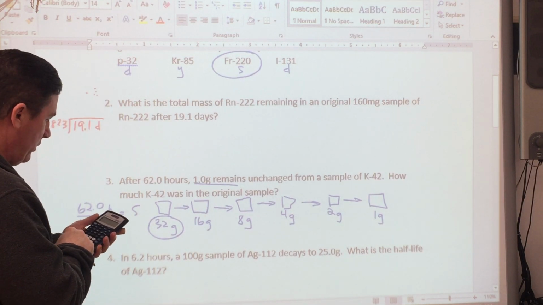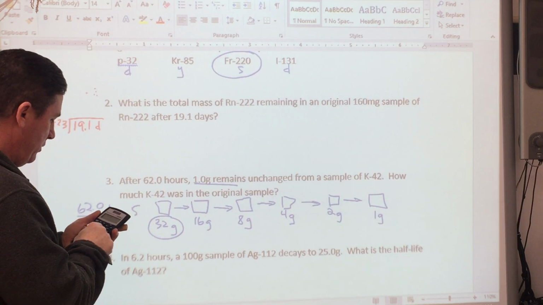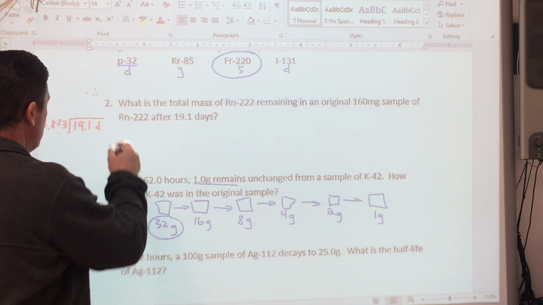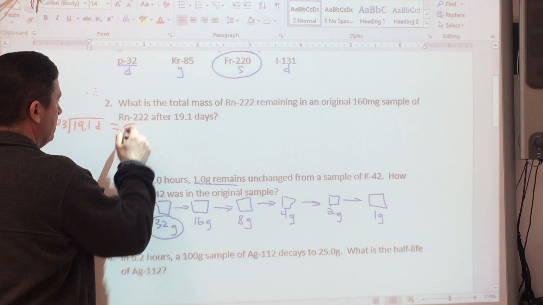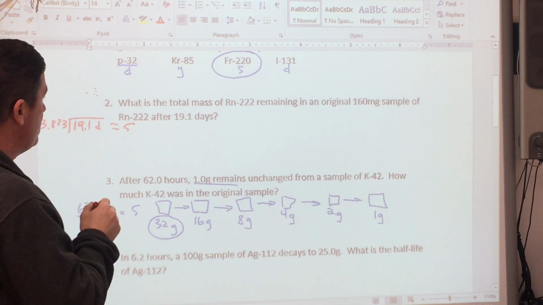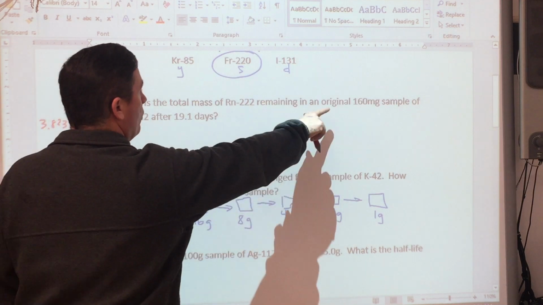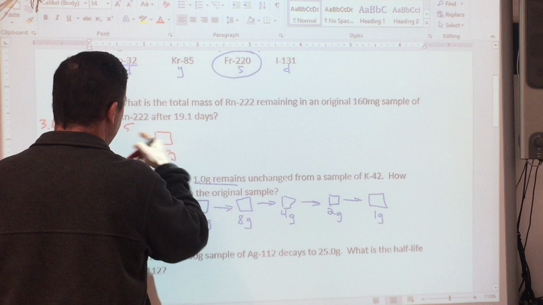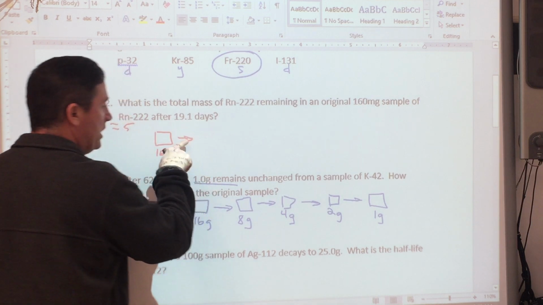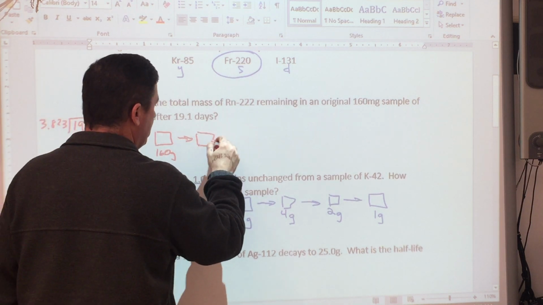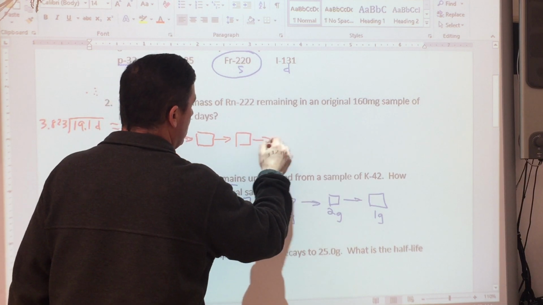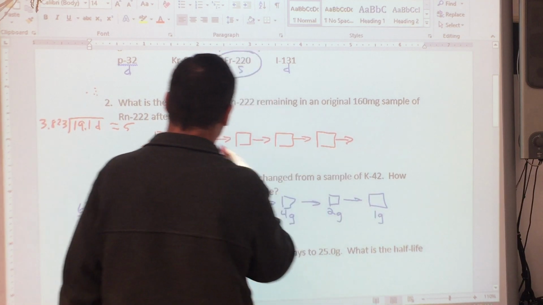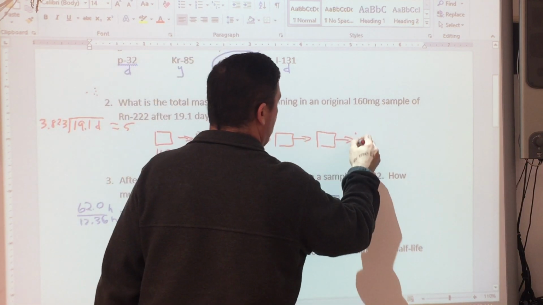So just punch in your calculator 19.1 divided by 3.823, and that's just about 5. That's the number of half-lives. So, an original 160 gram sample, so this is 160 grams, 5 half-lives, and each arrow is a half-life. 1, 2, 3, 4, 5.